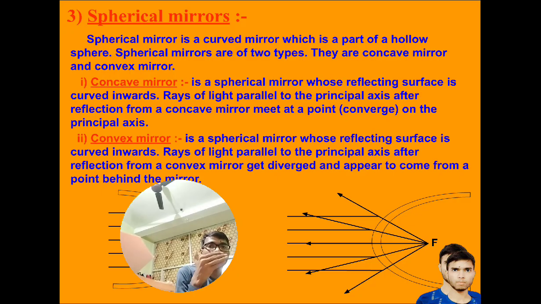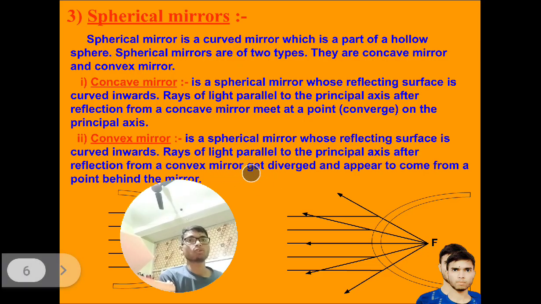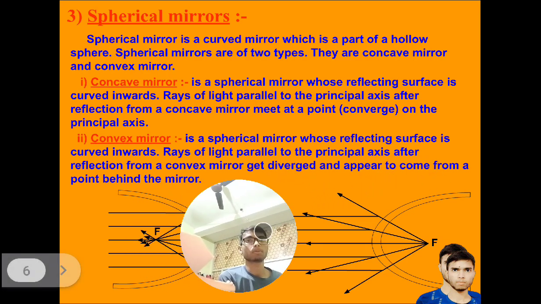If rays of light are coming parallel to the principal axis, then all those parallel lines will diverge into different directions. It happens with the convex mirror. Rays of light parallel to the principal axis get diverged and appear to come from a point behind the mirror.